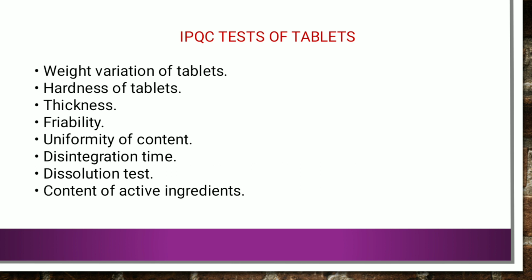Then the last is content of active ingredient. So a physically sound tablet may not produce the desired effect if the amount of drug per tablet is not uniform. Therefore, it is necessary to monitor that each tablet has a uniform drug content from tablet to tablet and batch to batch. And also, the tablet's ability to release the drug needs to be ascertained.